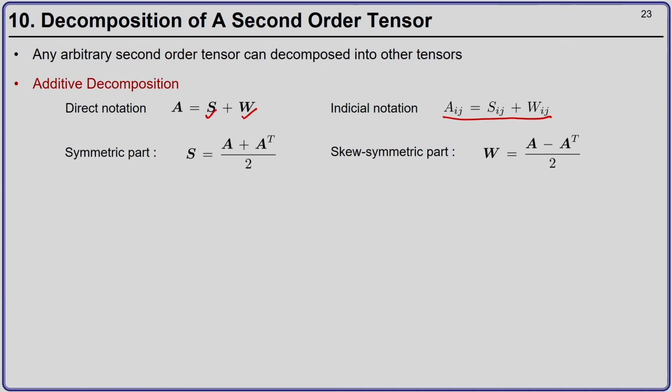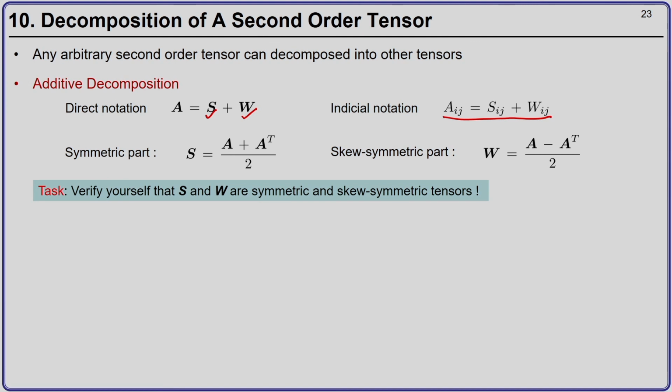You can check for yourself that S and W are indeed symmetric and anti-symmetric tensors. If S is symmetric, for example, then S transpose should be equal to S. So, you can take the transpose of the symmetric part and try to verify yourself.